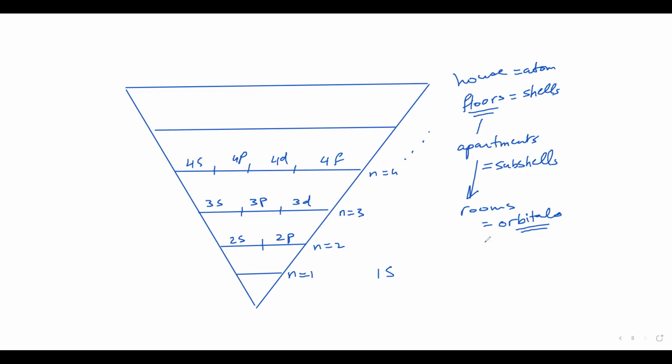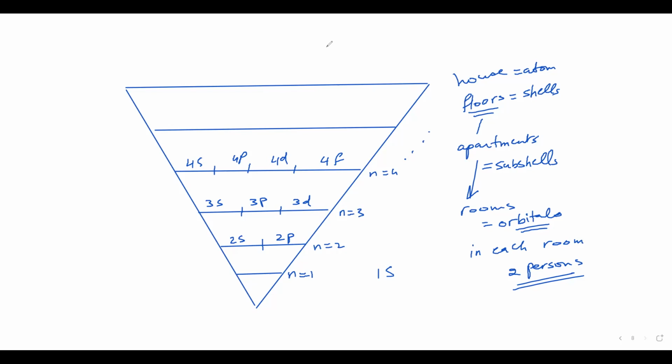Okay. Now, each room cannot take inside it except two persons. In each room, there should be a maximum of two persons only. It cannot accept more than two persons. That's what we are going to say about the orbitals: each orbital cannot accommodate more than two electrons.